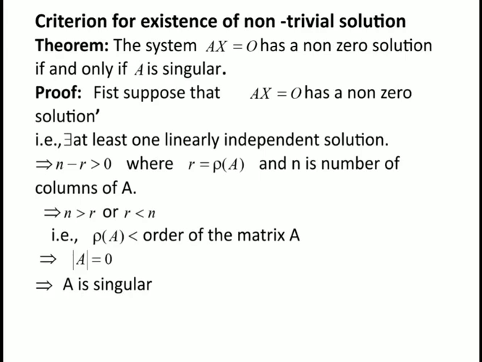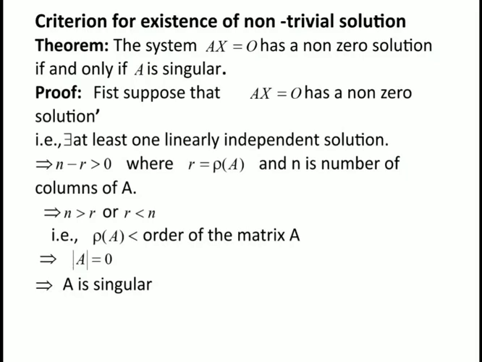The criterion for a system to have a non-trivial solution: we have a theorem here. The system of equations Ax equals O has a non-zero solution if and only if A is singular. I hope you know the meaning of singular. Singular means if the determinant is equal to 0, then we can say that the matrix A is singular.